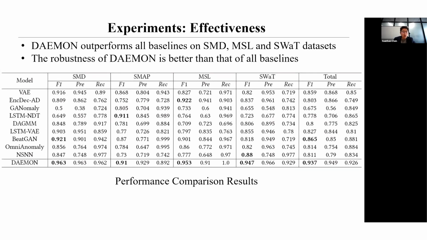For effectiveness of all algorithms, DIM outperforms all baselines on most of the datasets, and its FP score is only slightly lower than the best baseline on the SMAP dataset. Moreover, DIM shows the best performance on the FP score on the total dataset compared with the other state-of-the-art methods. The robustness of DIM is better than that of all baselines, since the precision and recall values of DIM are both higher than 89% on all datasets, which cannot be achieved by any baseline.